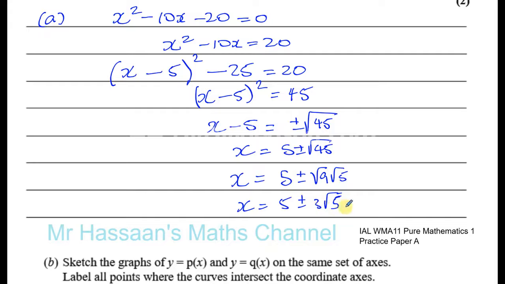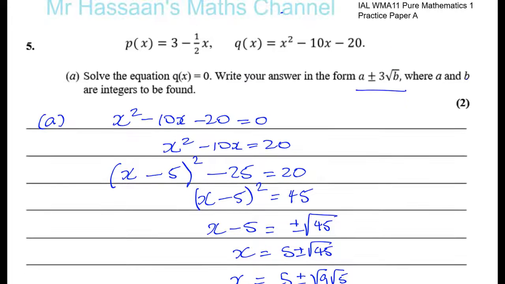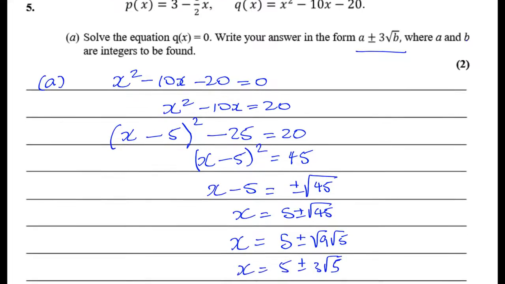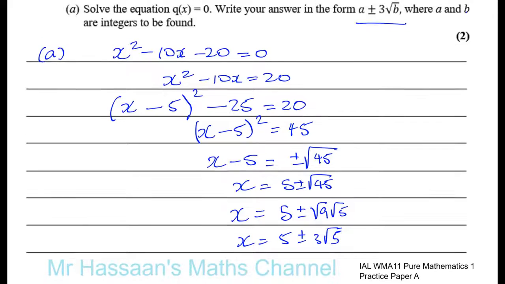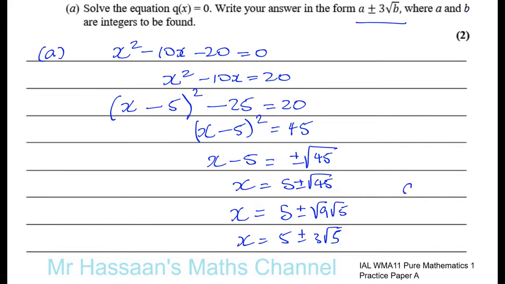Okay, so here we've answered x equals 5 plus or minus 3 root 5, where a and b are integers to be found. So it's better for you to say a equals 5 and b equals 5. They're both equal to 5. 5 plus or minus 3 root 5. Okay, so it's better for you to do that when it says where integers to be found.